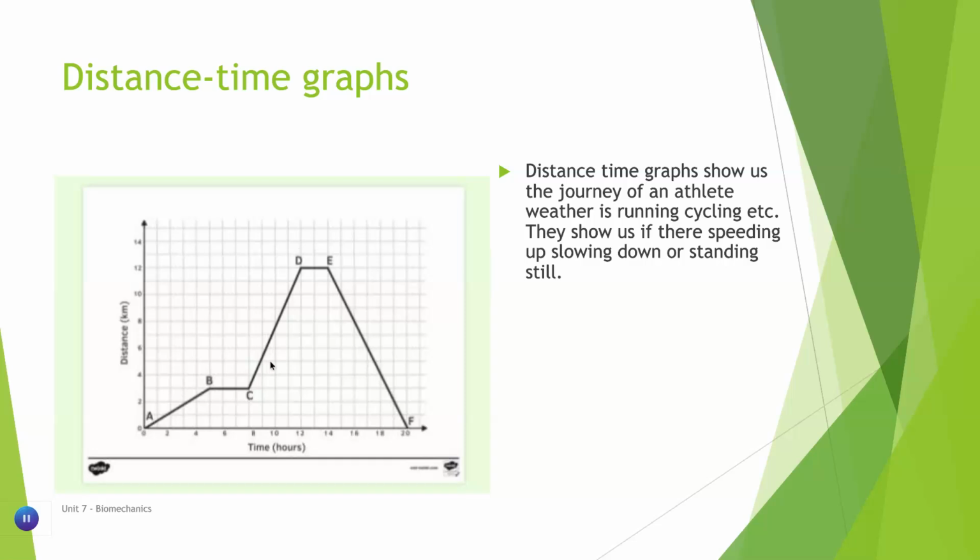Next, the athlete had another break from D to E as this distance isn't moving again, which means they are stationary. Finally, E to F is acceleration, but in the opposite direction. The whole time the athlete was going in the same direction, north, but from E to F, the athlete turns around and accelerates in the opposite direction.